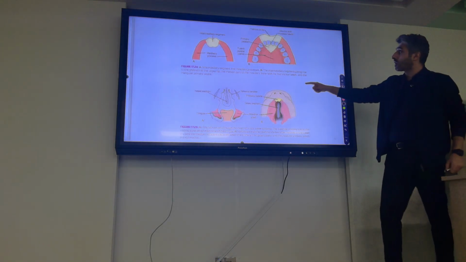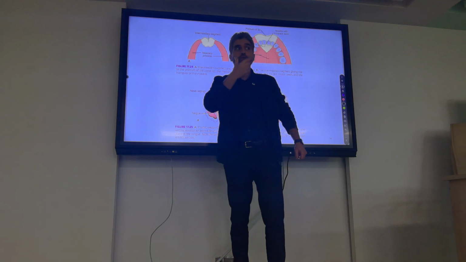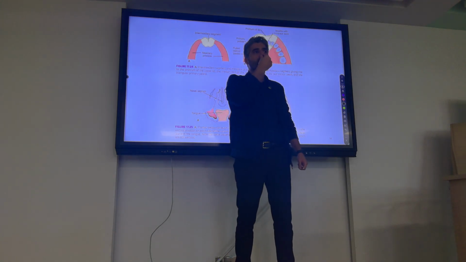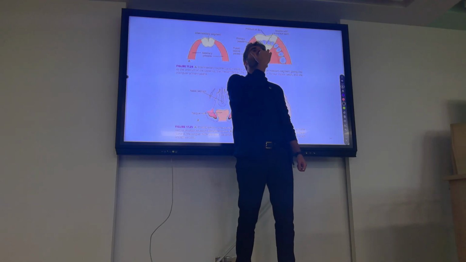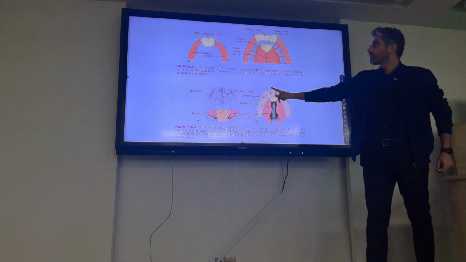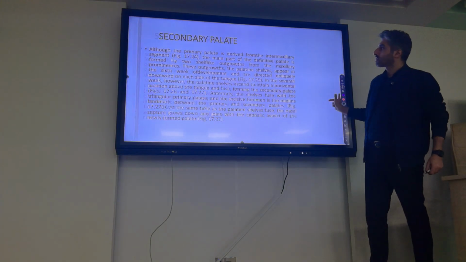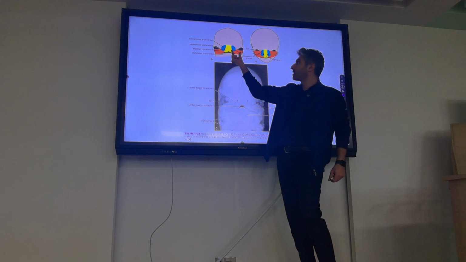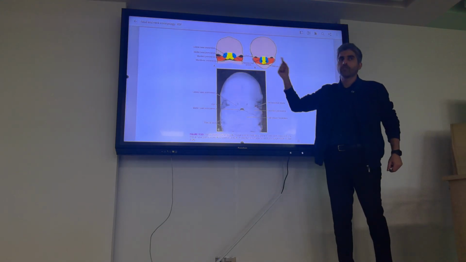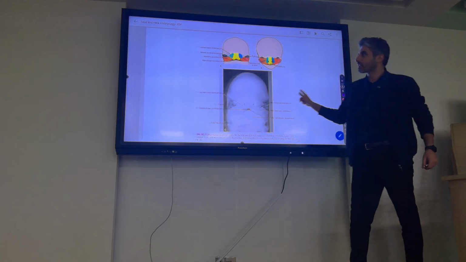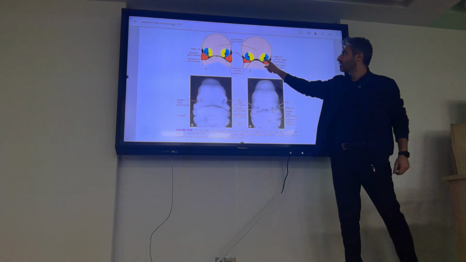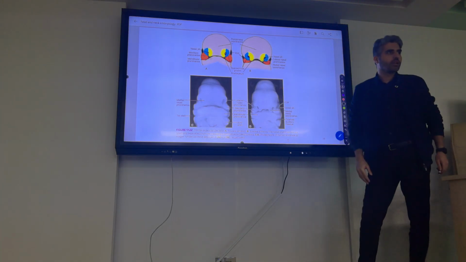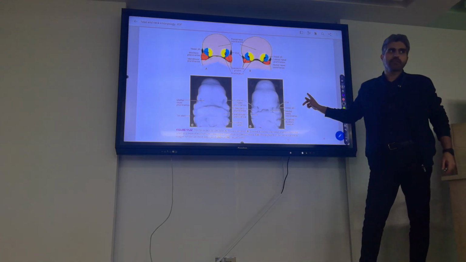Intermaxillary segment is yellow color. Two medial nasal prominences attached together, making here the philtrum of the lip, four incisive teeth, and the primary palate. So this is the explanation. Two medial nasal prominences, yellow color, attached together, making the philtrum of the lip, four incisive teeth, and this yellow color, and the primary palate. Okay.